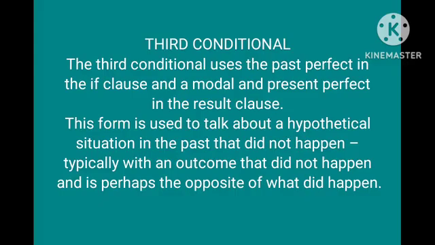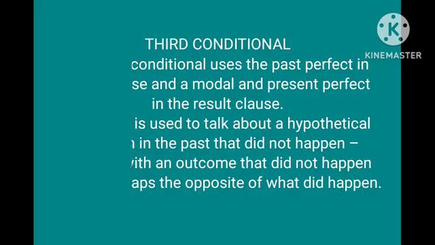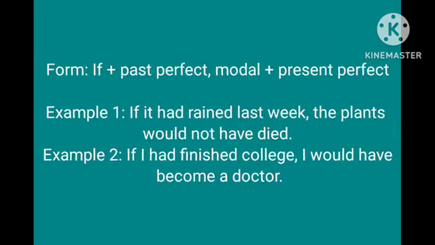So the outcome, an outcome that didn't happen and is perhaps the opposite of what did happen, is conditional sentence type 3. Let's see the form. If plus past perfect, had with V3, that means past perfect, but the main clause is modal with present perfect. The meaning is past, that means a hypothetical situation in the past. Example 1: if it had rained last week, the plants wouldn't have died.